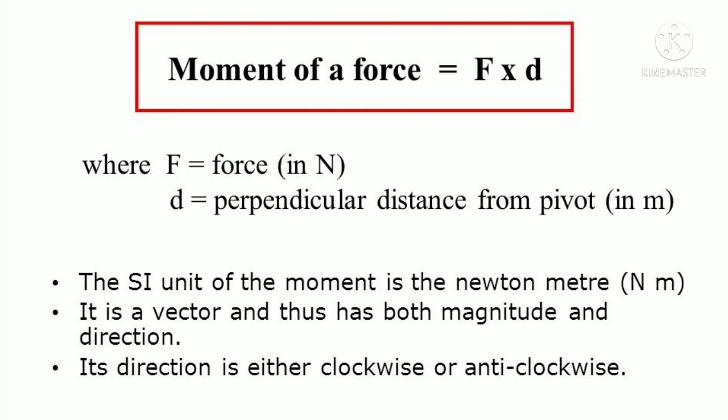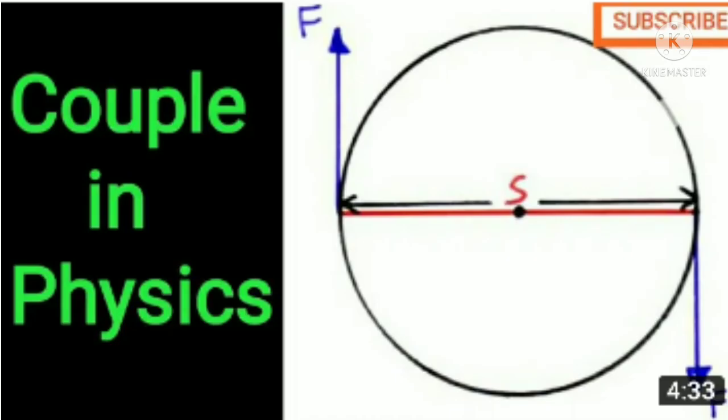Here force F is denoted in Newton, and D is the particular distance from the pivot or from the center point. The SI unit of moment of force is Newton meter. And it is a vector quantity. What do you mean by vector quantity? It has both magnitude and direction. Okay. What's the SI unit of moment of force? Newton meter.